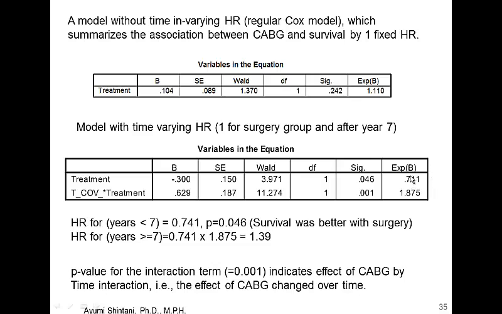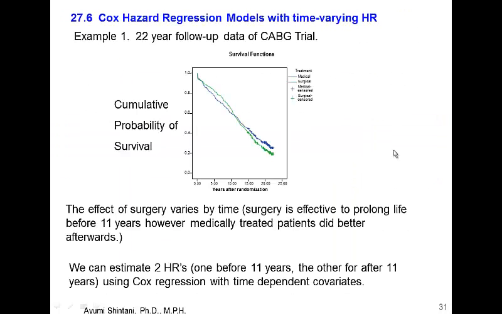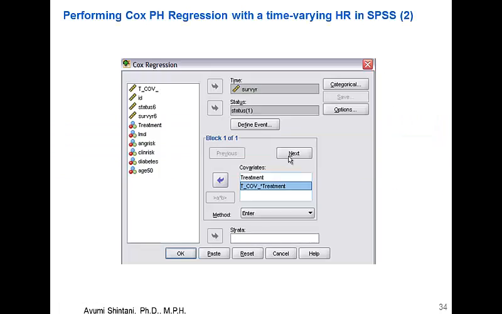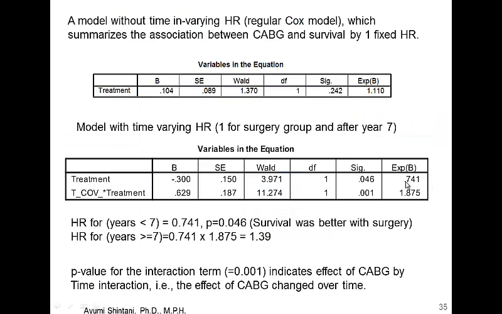Let me repeat again. The exponential beta for treatment is the hazard ratio for death by CABG before 7 years, which is statistically significant. That means up to 7 years we saw a significant difference by CABG. If you look at the interval after 7 years, you can compute the hazard ratio by multiplying 0.741 by 1.875, which is 1.39. That's the hazard ratio of death by CABG for time after 7 years.